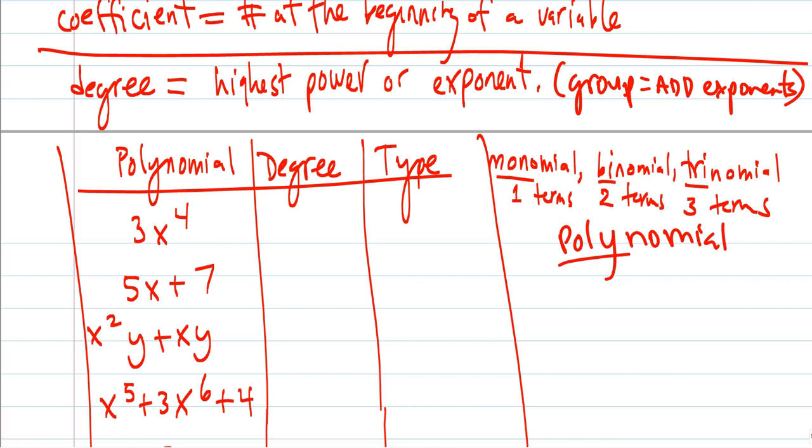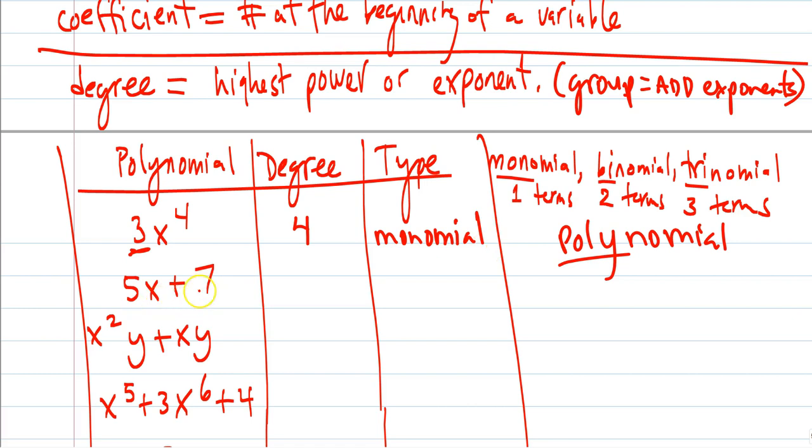Okay? So 3x to the fourth, right? We've seen coefficient. The coefficient's that 3. But what's the degree? What's the highest power, right? Well, what's the exponent? 4. What type of term is it? Well, does it have one term, two, or three? If it has one, then it is a monomial. And this is in your homework.